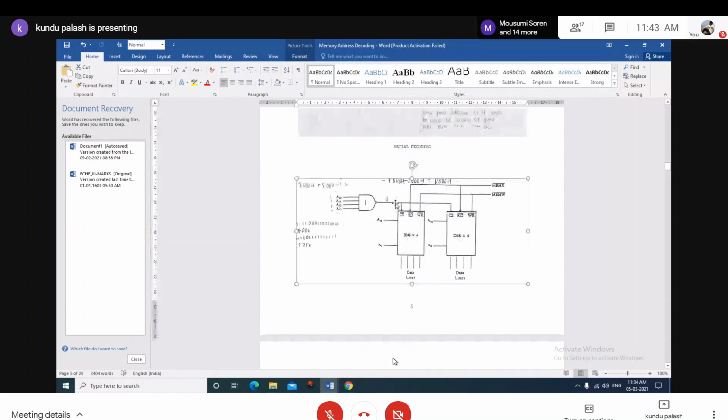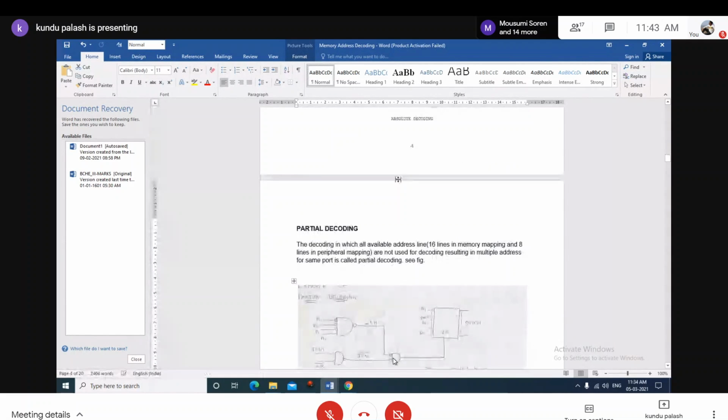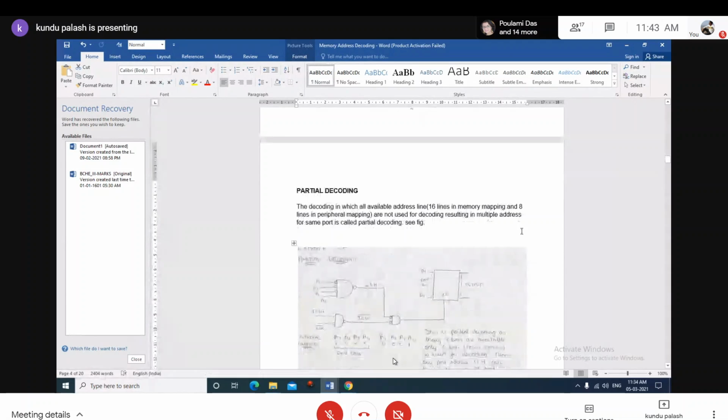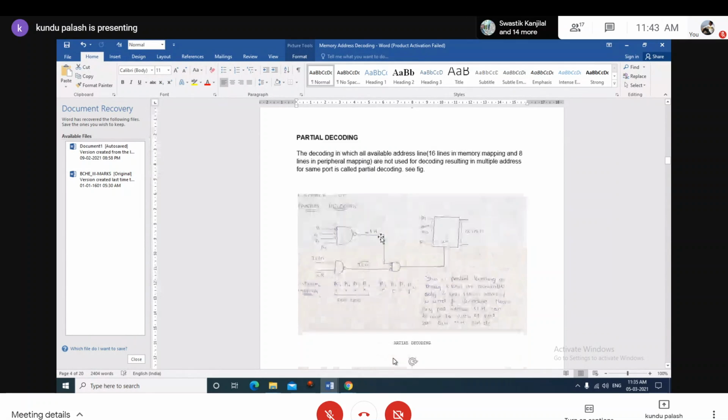This is an example of partial memory decoding. In a partial decoding, not all available address lines, that is 16 lines in the memory mapping and 8 lines in the peripheral mapping, are used for decoding, resulting in multiple addresses for the same range at the same port. And this is called partial decoding.